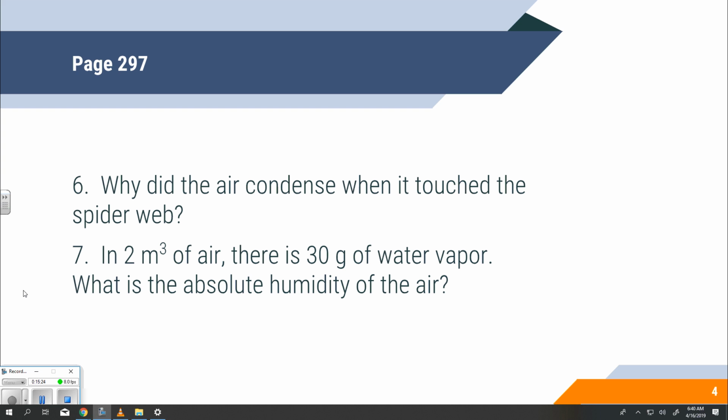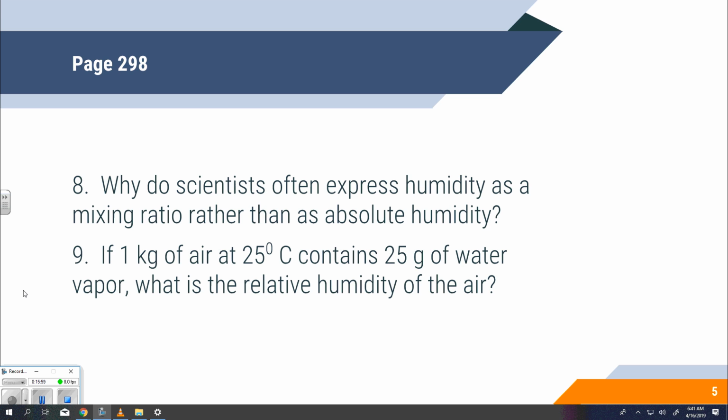I'm sorry. Divide 30 by 2. Your answer is going to be 15 grams per cubic meter. That's where I got the 15. So divide 30 by 2. You're dividing the mass by the volume. Your answer should be 15 grams per cubic meter.